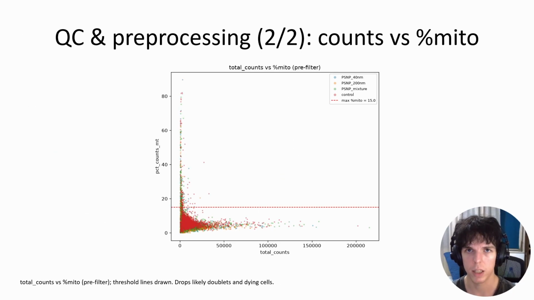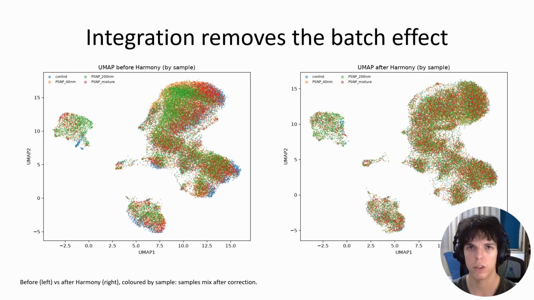This is the same cleaning step, drawn in a different way. Every dot here is 1 cell. Left to right is how many reads the cell has, and bottom to top is how mitochondrial it is. The red dashed line is my cutoff at 15%. Almost all the cells form a dense cloud hugging the bottom with low mitochondria, which is exactly what healthy cells look like. The handful of dots floating up above the red line are dying or broken cells, and these get thrown out. The second stage is integration.